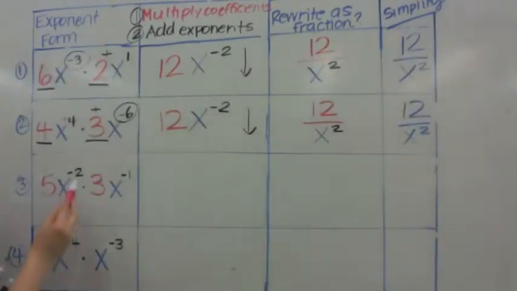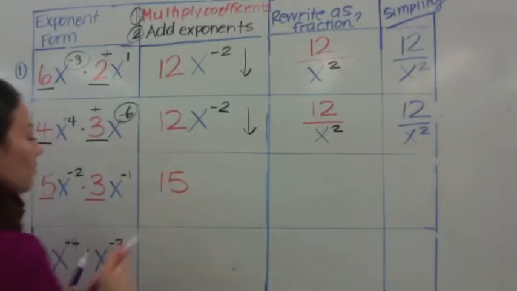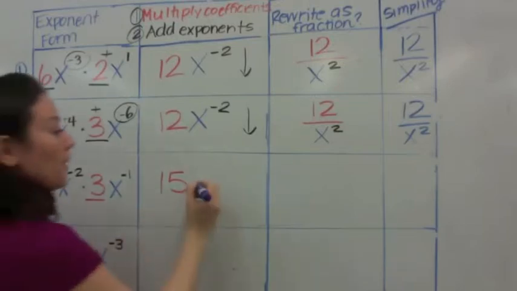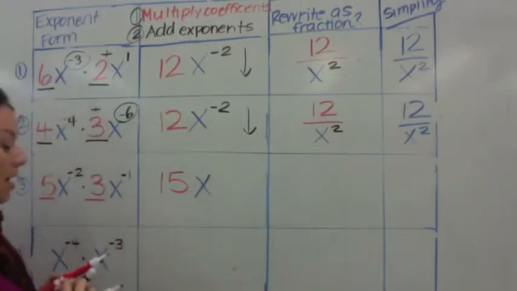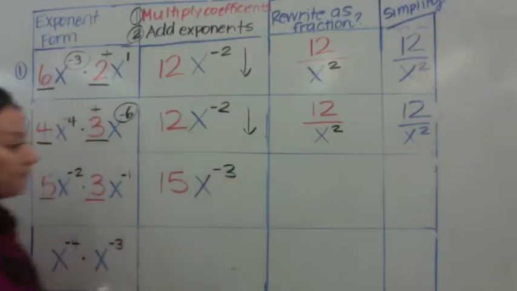So let's go ahead and look at these because they both have negative exponents. This is a negative 2 and a negative 1. But let's look at the coefficients first. What is 5 times 3? 5 times 3 is 15. Very good. Now we'll look at the exponents because we have to add them. Negative, negative, negative. So you're going to add them together. Same signs. 2 plus 1 is 3. But the answer is going to be not positive 3, it's going to be negative 3.